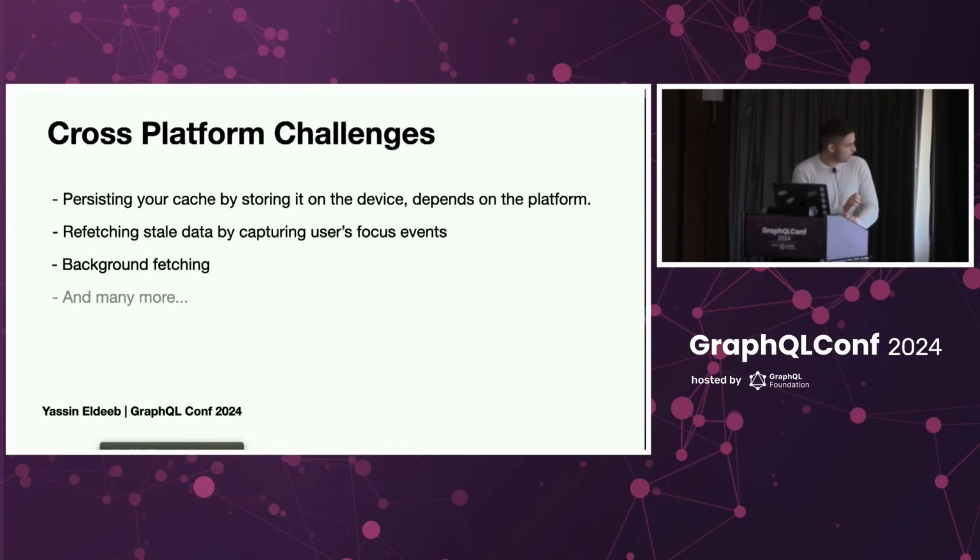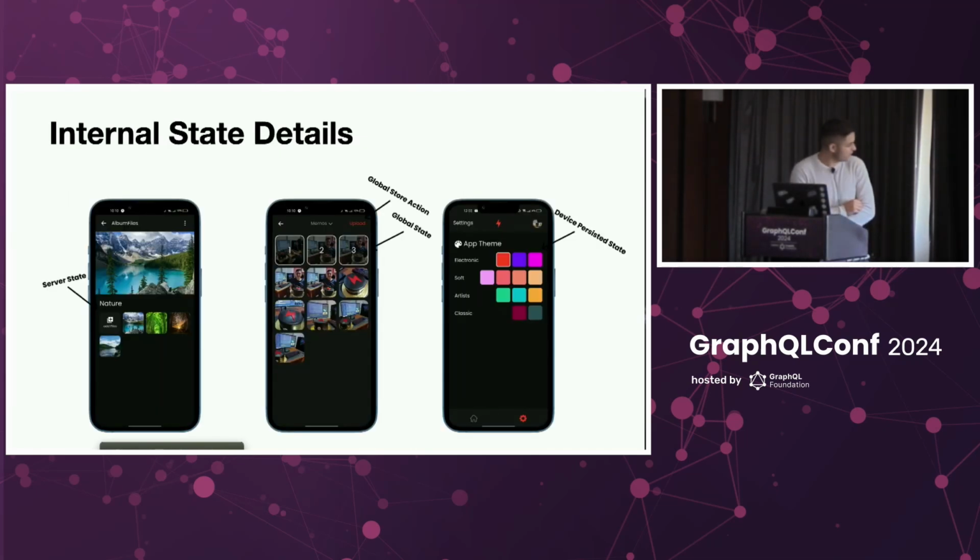So each of those depends on a specific API per platform, and you've also got background fetching, which is what I mentioned a second ago, and many more. But those are the most common ones. And this is what I wanted to illustrate. These are the types of state that I've just mentioned, but just shedding some light on examples of how they exist in the applications you use.